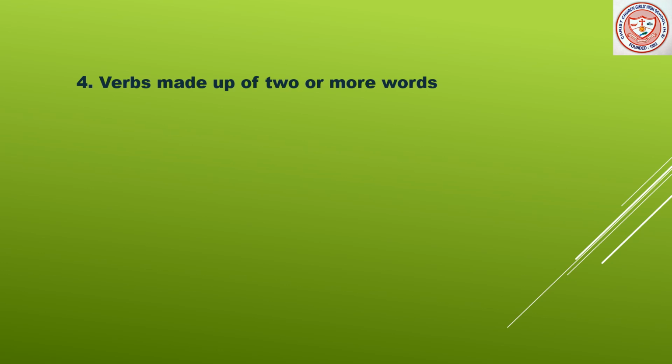Next point: verbs made up of two or more words. Okay, so what is that point? We put not after the first verb. That means if we get two verbs in a particular sentence, we always use not after the first verb, that is the helping verb. Clear? Example: I am not keeping well. In this sentence, we can follow one thing. We have used not after am. Here, am is a helping verb and keeping is the main verb.